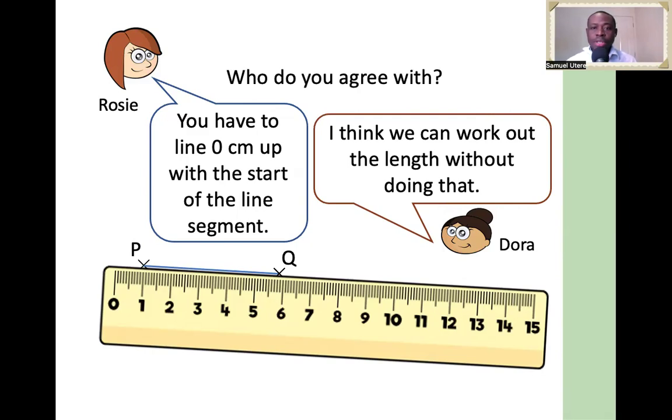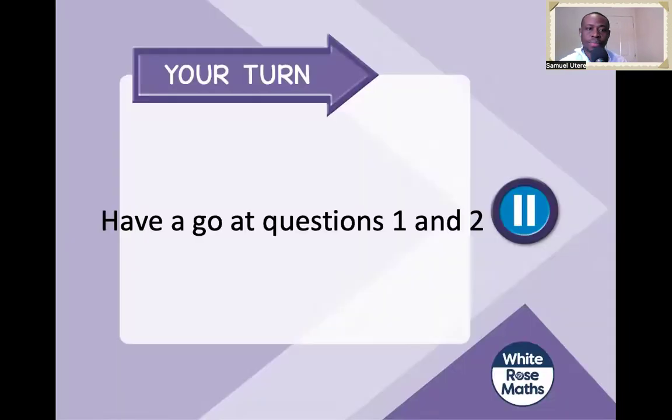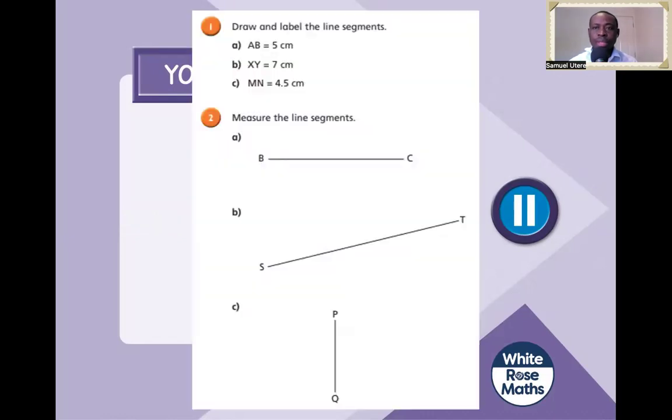But for Dora, using Dora's method, we could simply say, well, to find the length of PQ, we can subtract 1 from 5.8, because this looks like 5.8. So we're measuring the difference between these positions in our ruler. So both of them are right. It's now time for you to pause the video and answer questions 1 and 2 in 2 minutes. In fact, you can take 4 minutes. This could take a while for you to do.